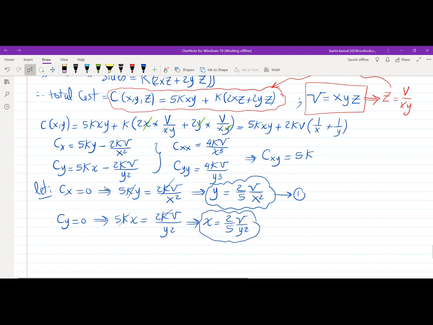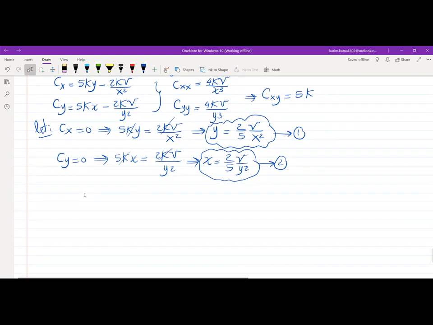And then we will plug equation number 2 into equation number 1. Then 2 in equation number 1, what will we get? We will get that y equals 2 over 5 times v over x squared, which has this value, which is 2 over 5 all squared times v squared over y power 4.